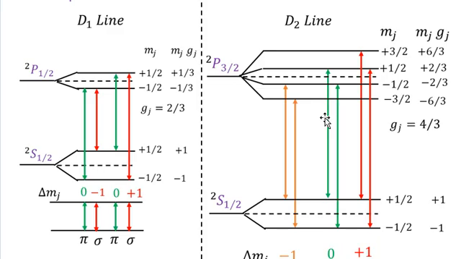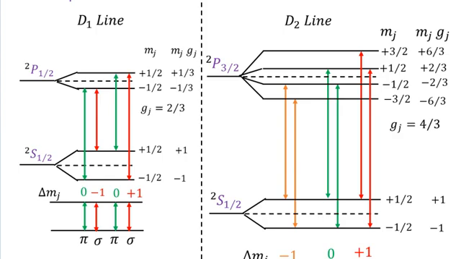Now you see that I have drawn the possible optical transitions between these levels, the upper four levels and the lower two levels. And I have shown these transitions, two in red, two in green, and two in light brown.